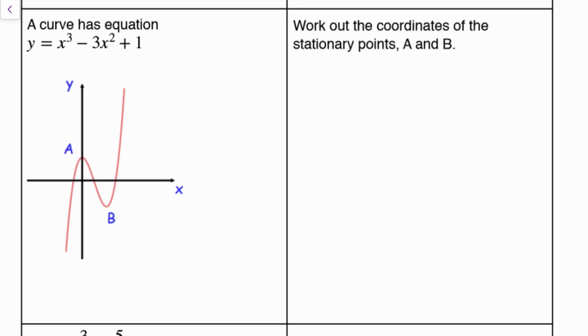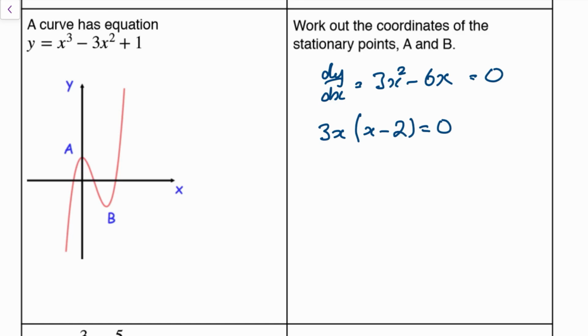A curve has equation x cubed minus 3x squared plus 1. Work out the coordinates of the stationary points. Now interestingly, it looks a lot like a stationary point is on the y-axis, but let's give this a go anyway. Stationary points means differentiate. So dy/dx is equal to 3x squared minus 6x. I'm wondering why the diagram looks like that, but I'm going to continue anyway. Oh, I've just worked it out, yeah. Stationary points are where dy/dx is 0. So if I solve this, it's where 3x(x minus 2) is equal to 0, which means x equals 0 or x equals 2.